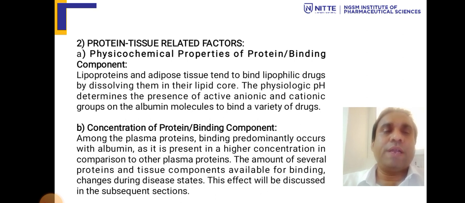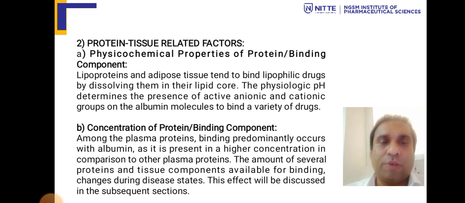Concentration of the protein binding component. Among the plasma proteins, binding predominantly occurs with albumin, as it is present in a higher concentration in comparison to other plasma proteins. The amount of several protein and tissue components available for binding changes during a disease state. This effect will be discussed in a subsequent section.